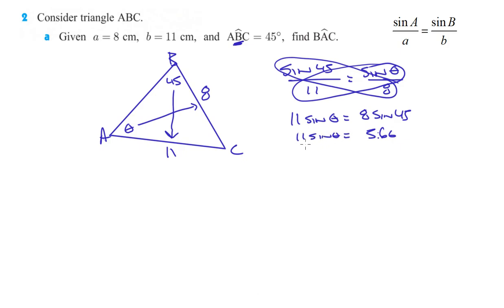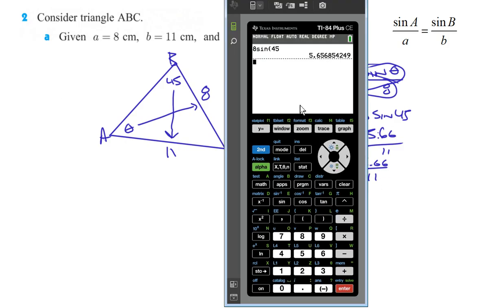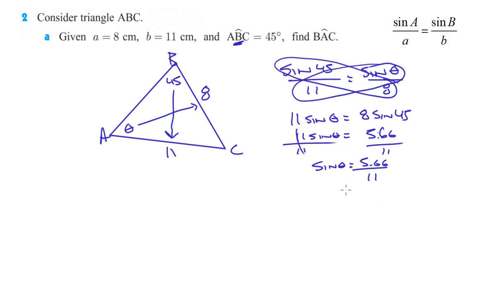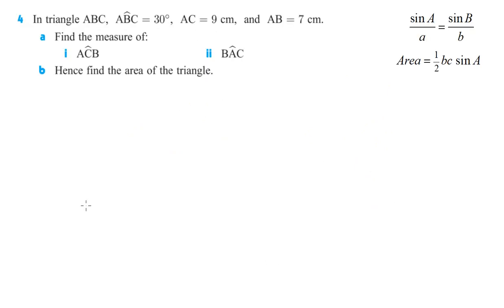11 sine theta, so we divide both sides by 11, and we get sine theta is going to equal 5.66 over 11. So let's do that. We're looking for an angle, so second sine of 5.66, we already have that, so let's do the second answer, divide by 11. And that should work for us, and we get 30.9 degrees. All right, one last one to look at here. This is for the 6-point assignment, I believe.